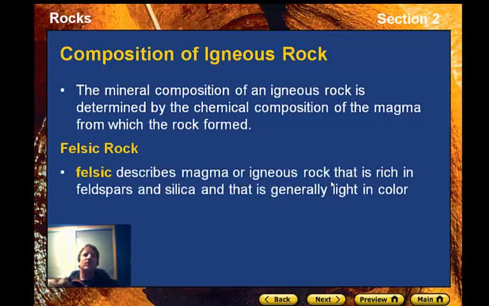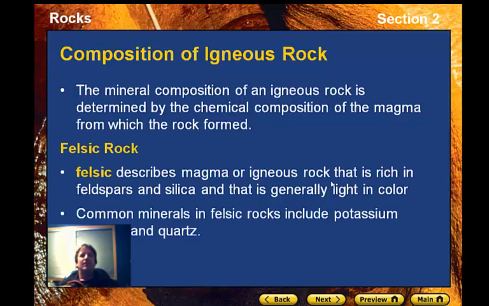Felsic is the first one. Felsic is an igneous rock that is rich in feldspar and silica, generally light in color, so it has a very light color to look at. Common minerals in felsic rock include potassium feldspar and quartz.